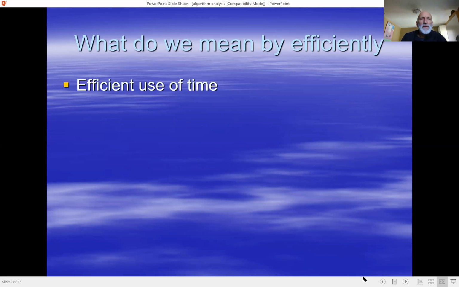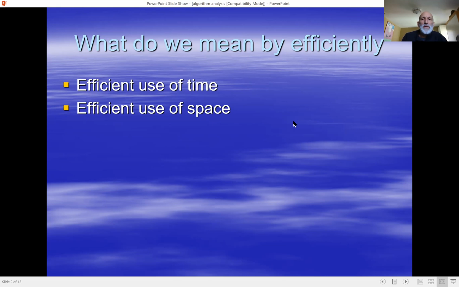Efficiently here means either efficient use of time, how fast it takes to solve the problem, or efficient use of space. In other words, how big is the program? How much memory does it occupy? Is it too big, and so forth. So the big concern is not so much space, because there's a lot of memory. Memory keeps doubling every bunch of years.